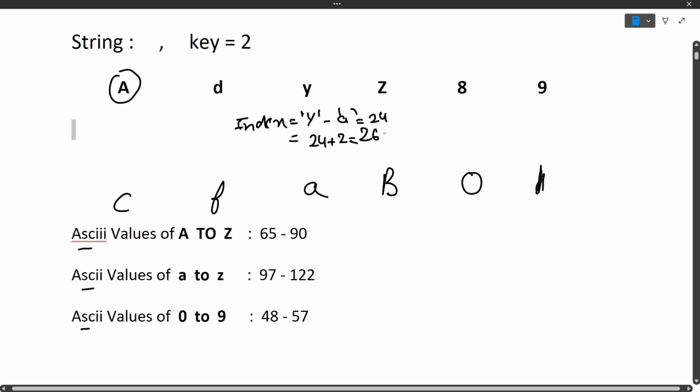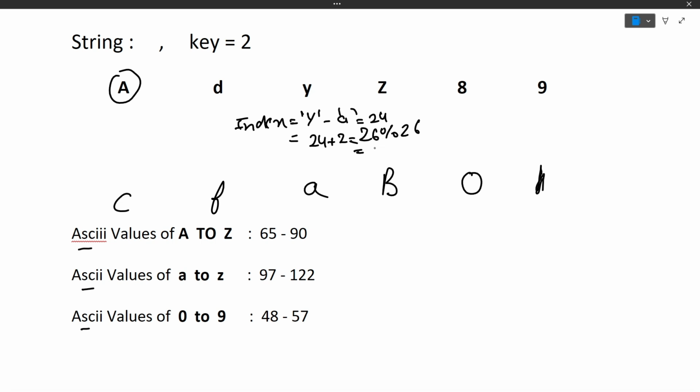Okay, mod of 26. Here we will do mod of 26. And since mod gives us the remainder, 26 mod 26 will give us 0. Now once we add this small a plus 0, what will it give? It will give us a only. And what was our required answer? The required answer was a only.